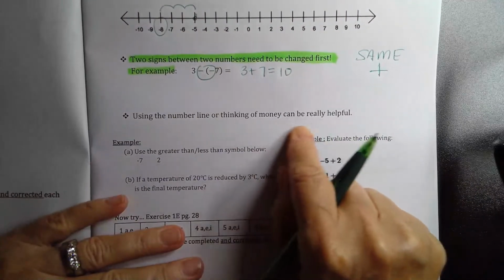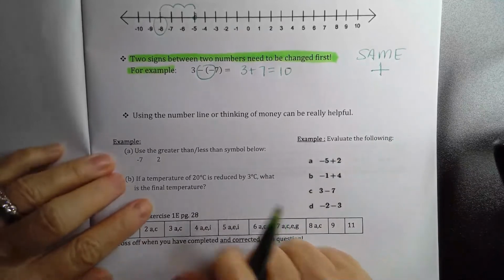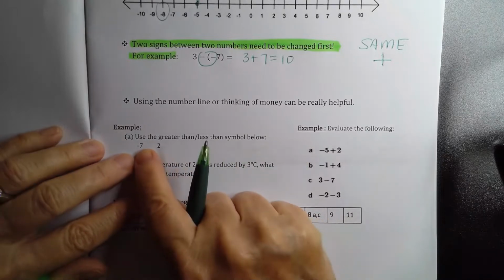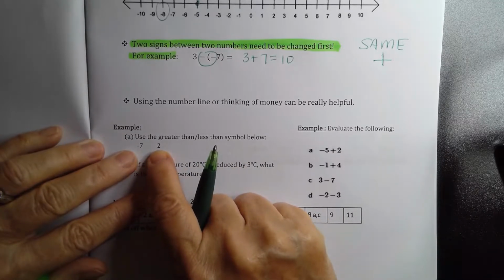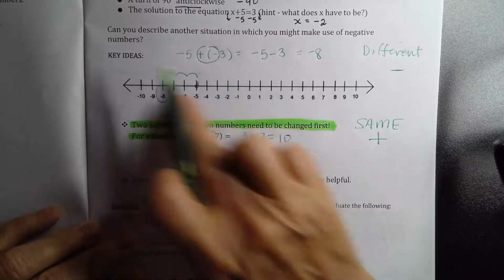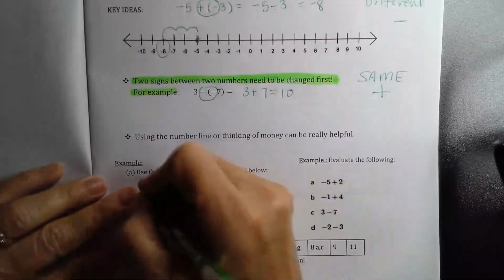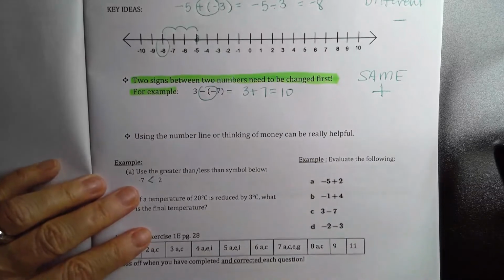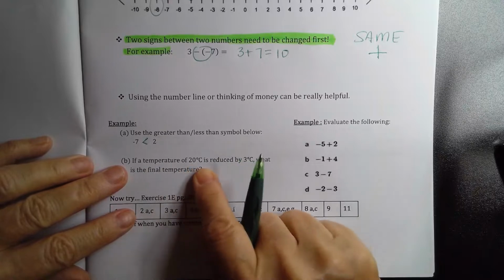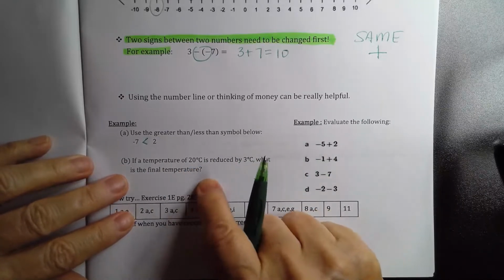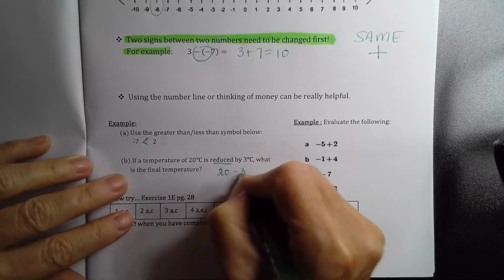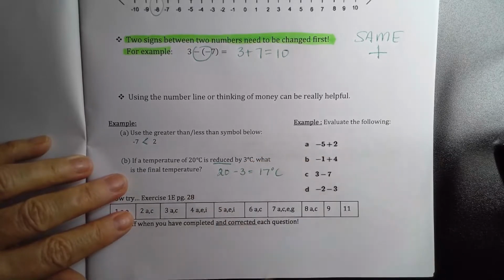Using the number line or thinking of money can really be helpful. So here's the example. Use the greater than or less than symbol below. So -7 is greater than or less than 2. If I look back at the number line, -7 is to the left of 2, so it's definitely less than 2. B, if a temperature 20 degrees Celsius is reduced by 3 degrees, what is the final temperature? So 20 reduced by means minus, so 17 degrees Celsius.